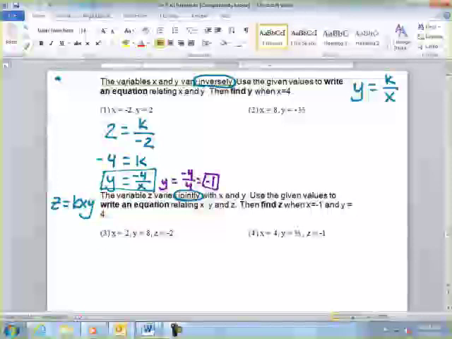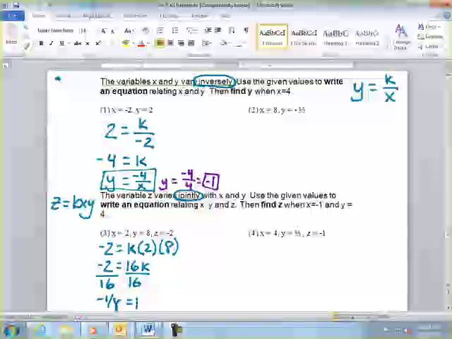So we're going to start by plugging in the numbers: -2 for z, we don't know k, 2 for x, 8 for y, and finding out what the k value will be. So -2 is equal to 16k, and dividing by 16 gives -1/8 for k. But I'm not going to box that in because the directions didn't say find k. We want to write a relationship between x, y, and z. So that would be that z is equal to -1/8 xy.